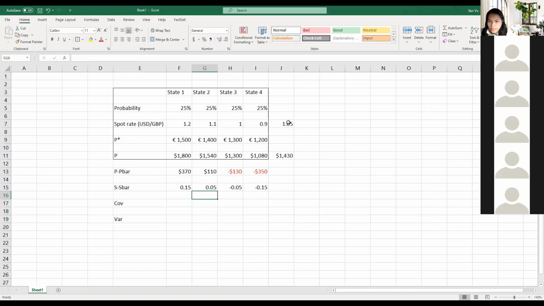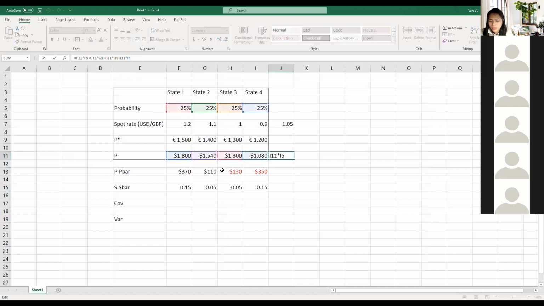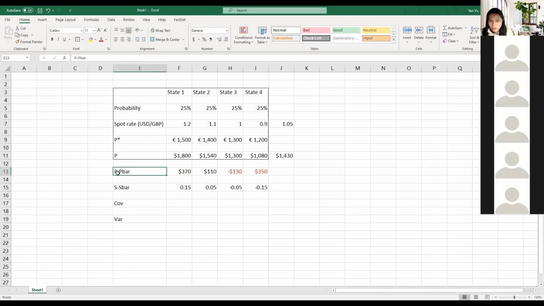So I'm going to compute the S bar and P bar first. This is the probability weighted values of the spot rate. You can simply just take the sum of these divided by 4, but just in case when you have different probabilities, you can set up your formula like this, okay? For P bar, it's the same thing. I'm going to take the probability weighted average value of P, and in this case, it's about 1,430. Next, I want to compute the P minus P bar. So I'm going to take the value of each P for each scenario, and I'm going to subtract P bar from it. I'm going to do something similar for S minus S bar too, so that I can set up my covariance and variance.